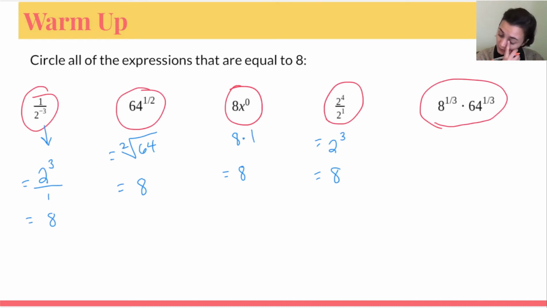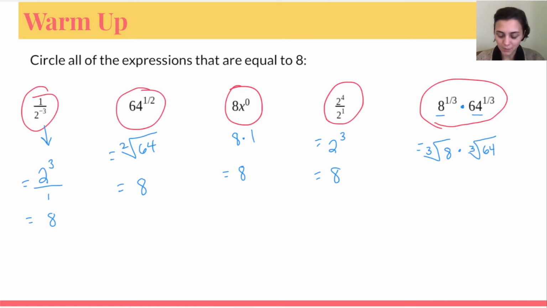And then here we have roots again. I can't apply the power rule here, or the product rule, because even though there's multiplication, they don't have the same base, so I can't combine them together. I can't add the exponents because they don't have the same base. But I can rewrite these as the cubed root of 8 times the cubed root of 64.